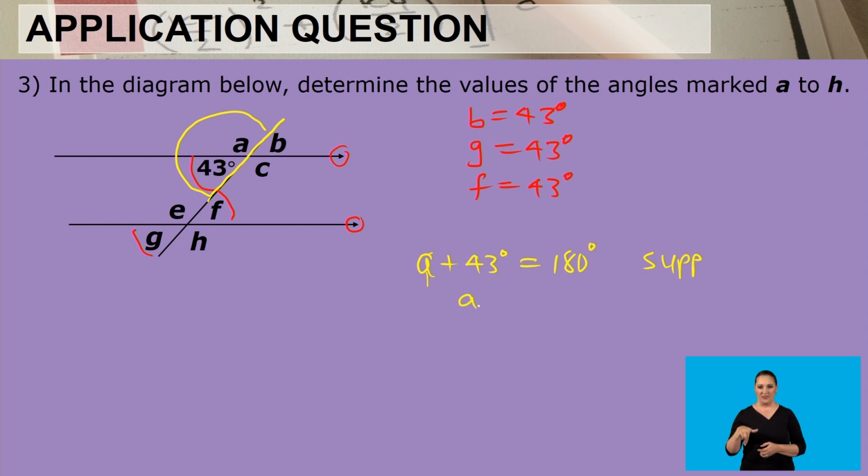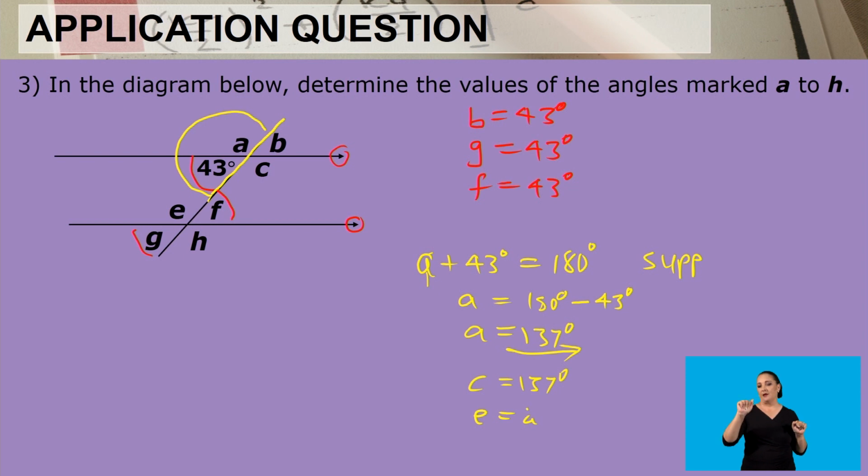And therefore, angle A equals 180 degrees minus 43 degrees, which says angle A equals 147 degrees. And if angle A is 147 degrees and it's vertically opposite to angle C, then angle C is also 147 degrees. And if angle C is 147, angle E is 147 as well, because they are alternate angles.